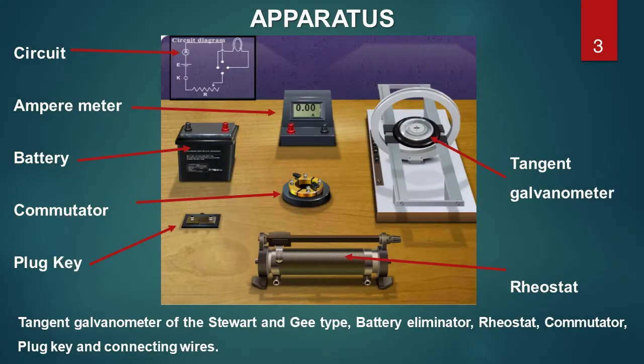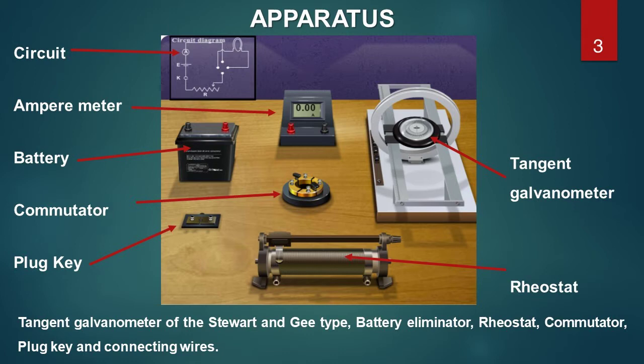To study the variation of the magnetic field with distance along the axis of a circular coil carrying current, we need to have various components such as a circular coil, compass box, ammeter, rheostat, commutator, cell, key, connection wires, etc. A tangent galvanometer of the Stewart and Gee type.